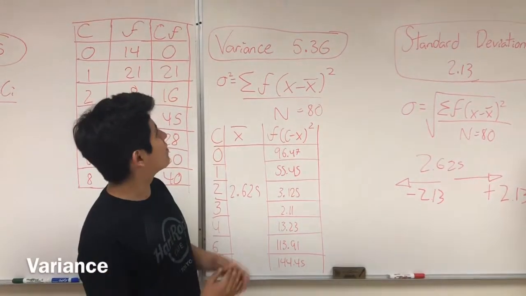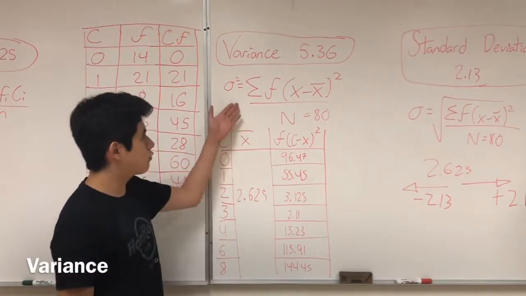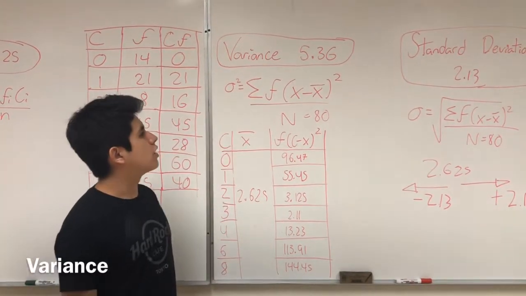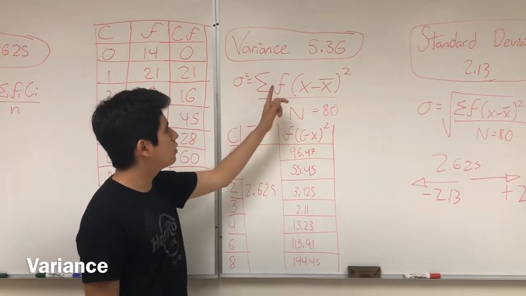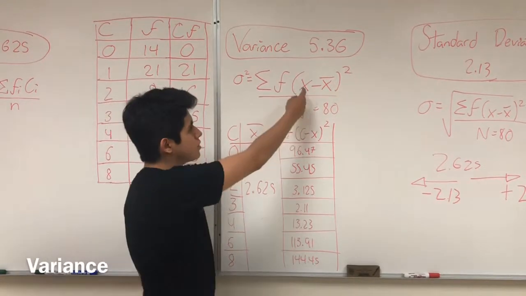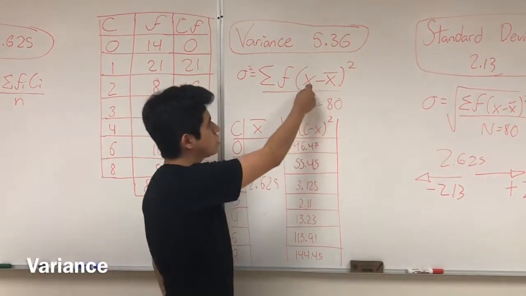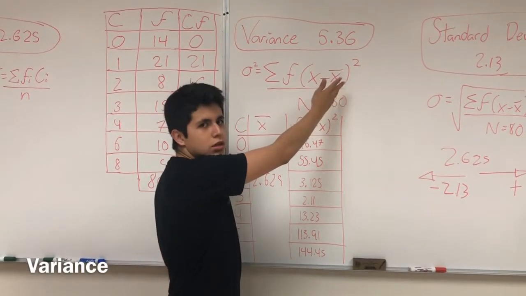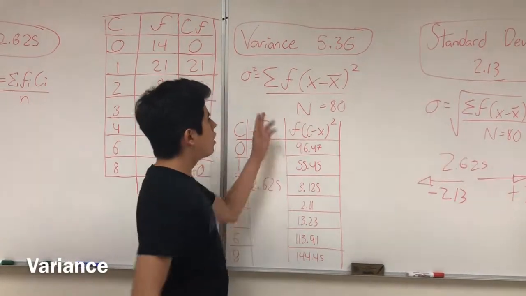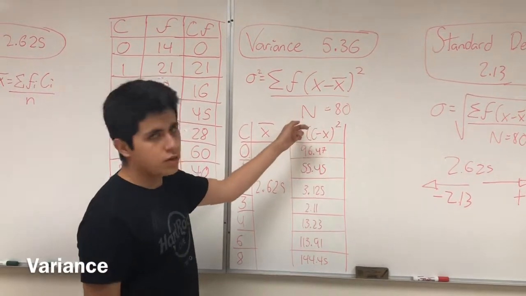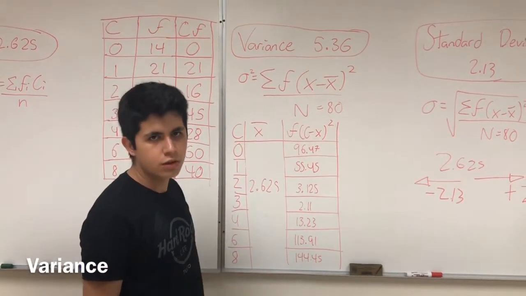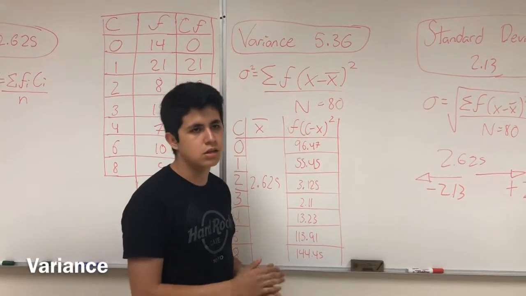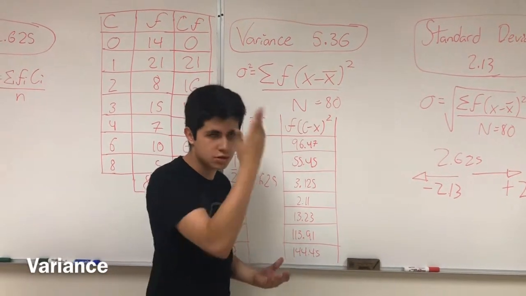Well, next we get the variance, which we get with this formula, which represents the sum of the multiplication of the frequency times the subtraction of the class mark minus the mean, squared, and all of that divided by the total of the data, which is 80, exactly the absolute frequency.